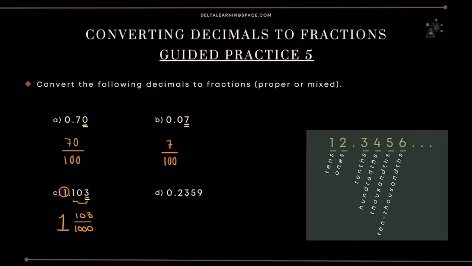And finally, D, 0.2359. Taking a look at 9, which is my last decimal place, that will be in the 10,000ths, meaning my fraction will be out of 10,000, shown in the denominator, and this decimal will be represented in the numerator.